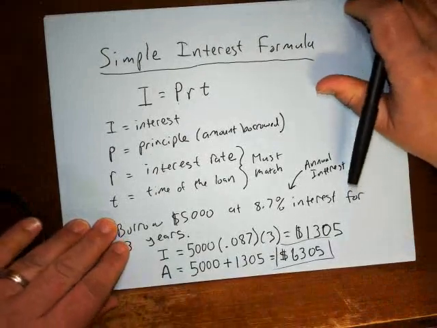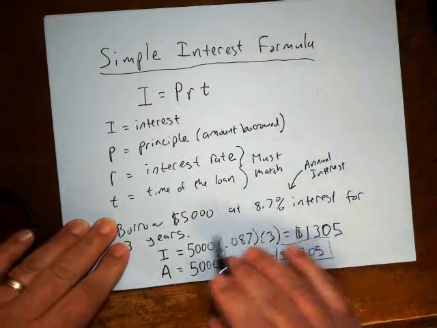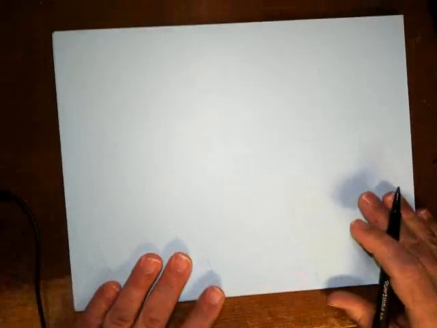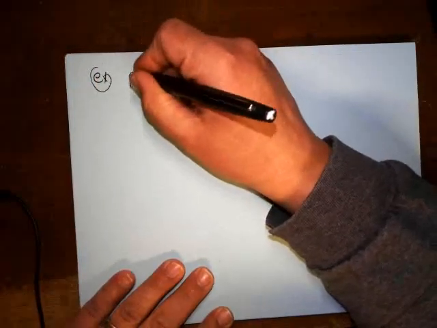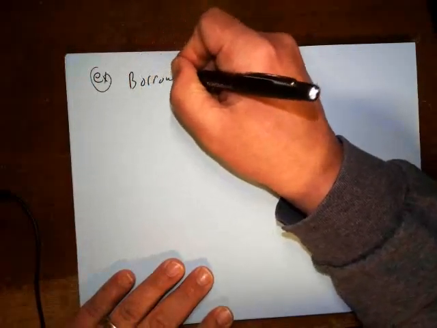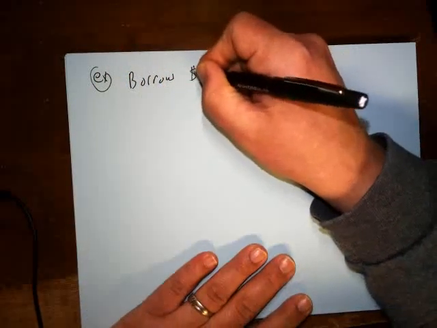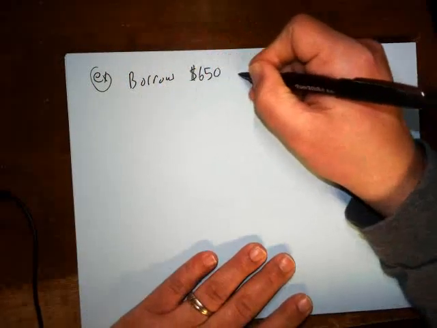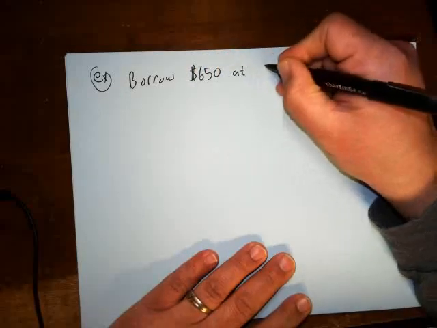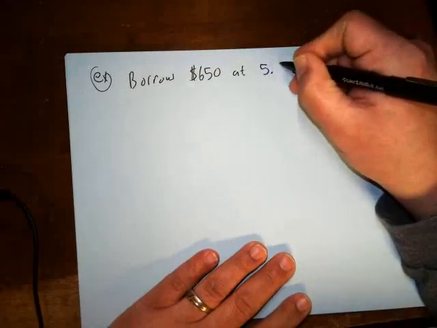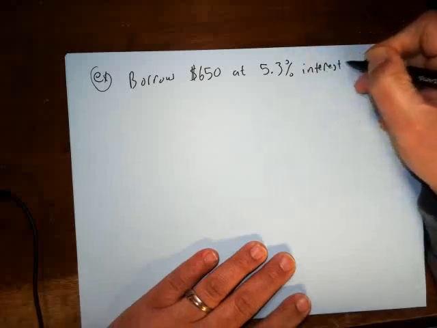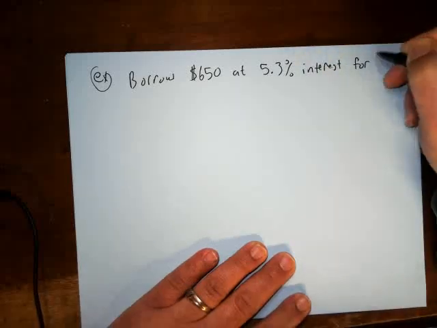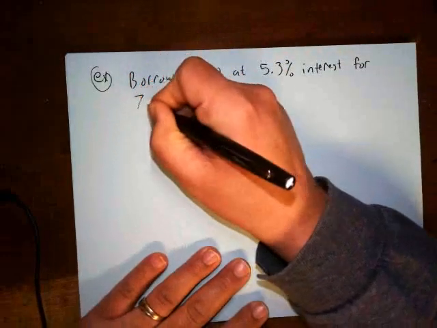So let's try another one where the interest rate and the time don't necessarily match. Okay? So let's say this time I borrow $650 at, let's say, 5.3% interest for, I don't know, we'll say 7 months.